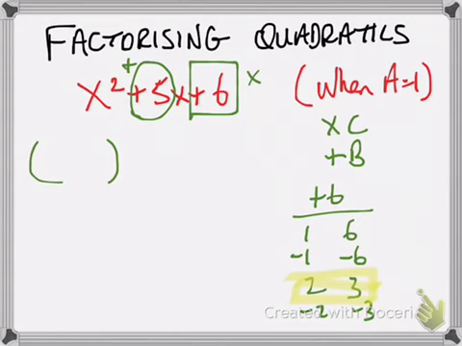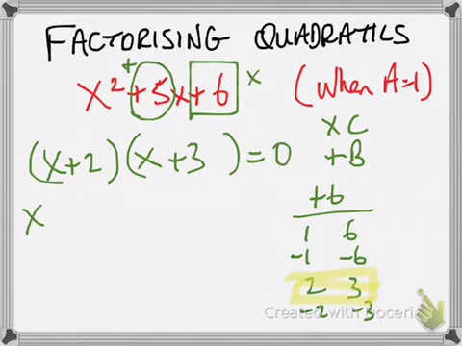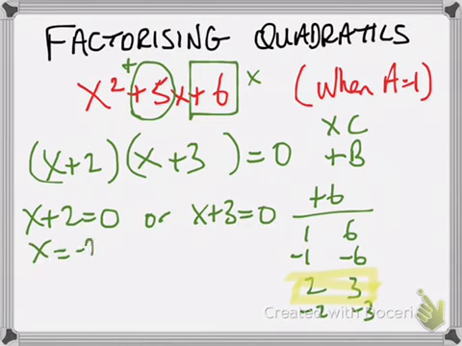So the way you write your answer is you open your two brackets, the letter goes in the front of each bracket, and the plus 2 and the plus 3. Now if you're asked to solve that equal to naught, you put each bracket equal to 0. So x plus 2 equals 0, or x plus 3 equals 0. And then the plus 2 comes across as minus, so that means x equals minus 2, or, and the plus 3 comes across as minus, x equals minus 3. So quadratics have two solutions. So that's the first way, when a is 1.